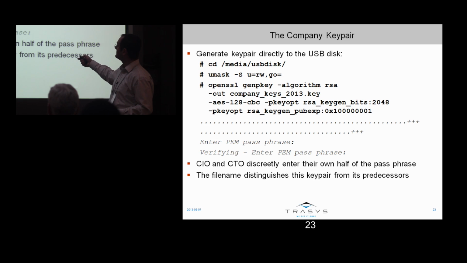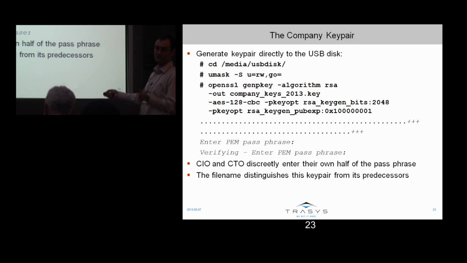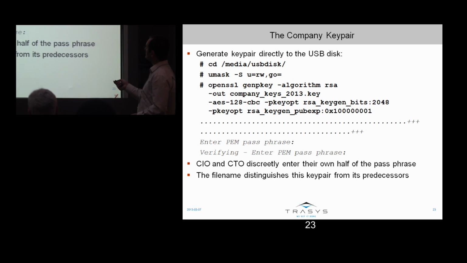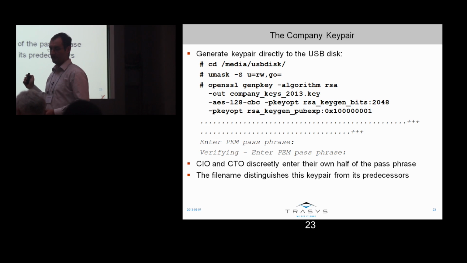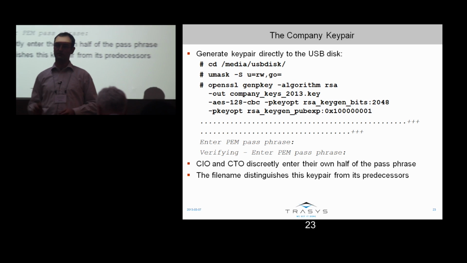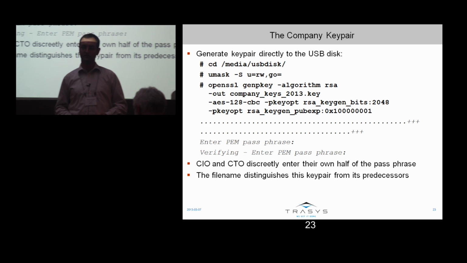And we again generate a private key, algorithm RSA again. I'm going to call the file like this, company keys 2013.key. I'm going to passphrase protect it as opposed to last time. I'm going to tell it to use 2048 bits and to use this public exponent. The output is going to be some dots and pluses, output from OpenSSL, and then OpenSSL is going to ask us to enter on the standard input the passphrase.